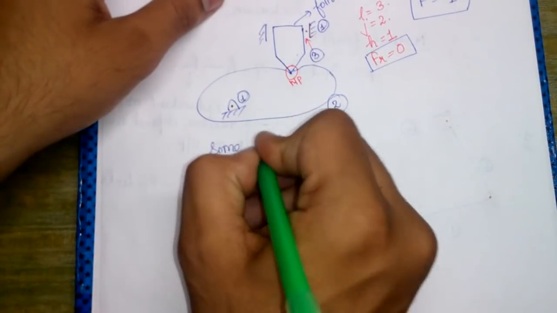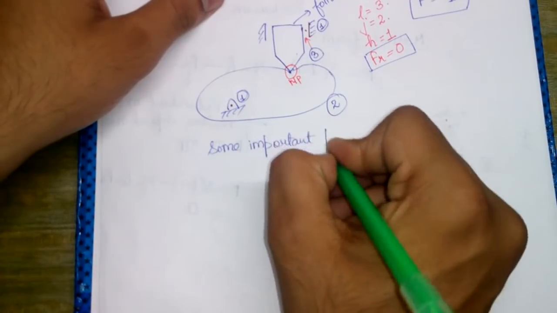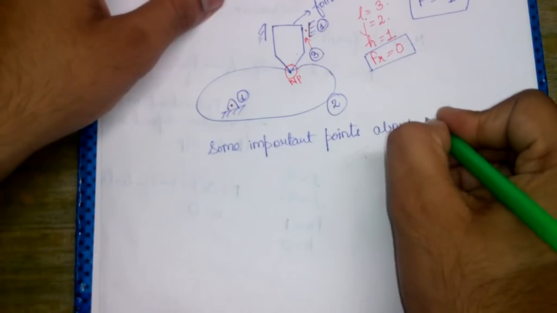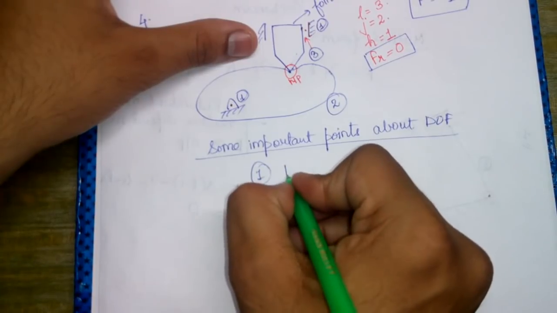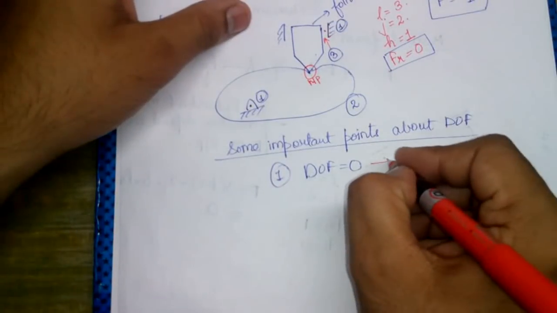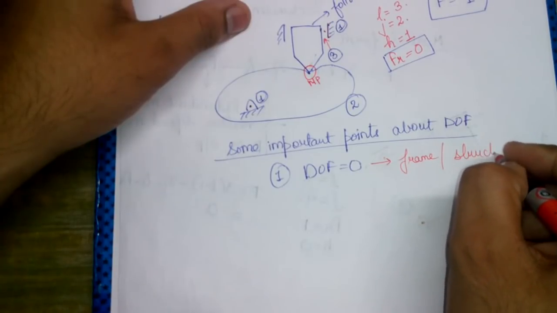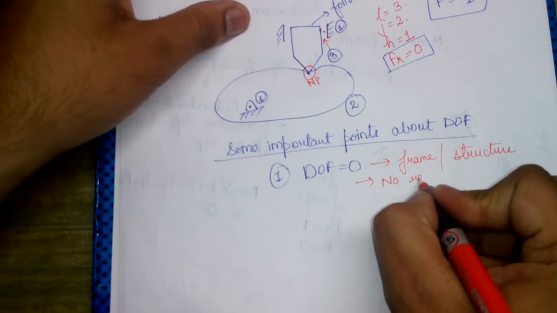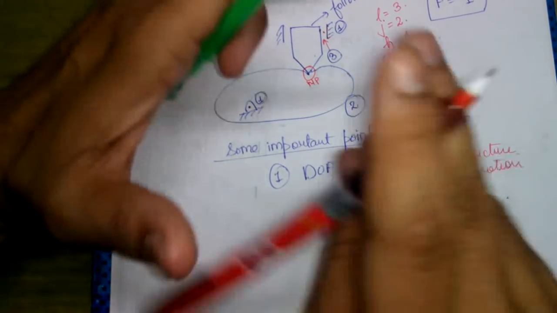We will discuss some important points about degree of freedom. For example, if the degree of freedom comes out to be 0, then your mechanism becomes a frame or a structure, and hence it will have no relative motion.